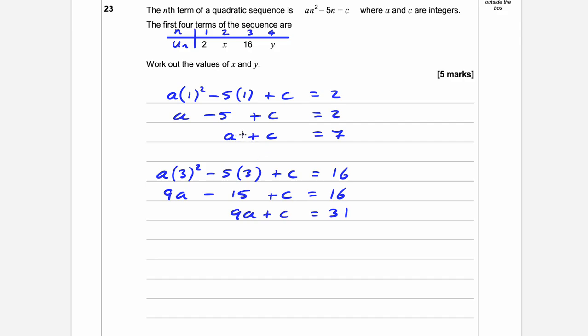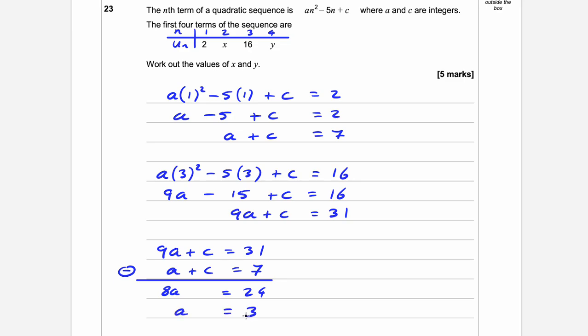Okay, I have simultaneous equations. Let's solve these. 9a plus c equals 31. A plus c equals 7. Subtract. 9a minus a is 8a. These c's disappear. 31 minus 7 is 24. Therefore, a is equal to 3. If a equals 3, just from this one here, 3 plus 4 equals 7, so c is equal to 4. Okay, a equals 3, c equals 4.